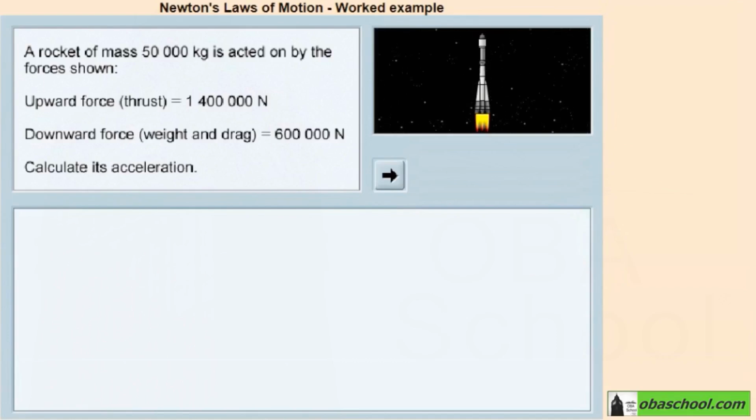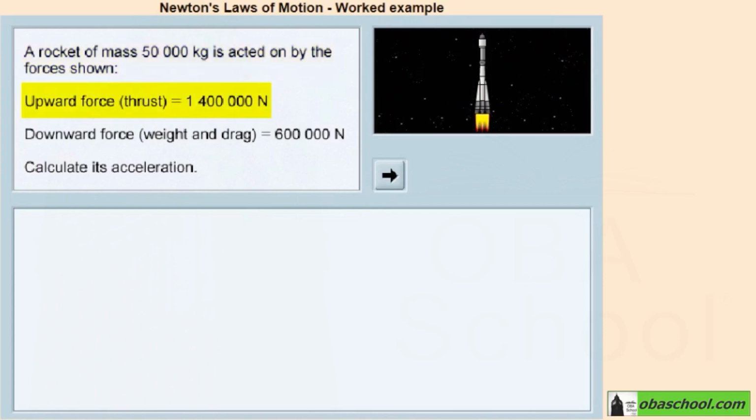Hello everyone! In this interactivity, we're going to see a worked example regarding Newton's second law of motion. The question asks, a rocket of mass 50,000 kilograms is acted on by the forces shown.